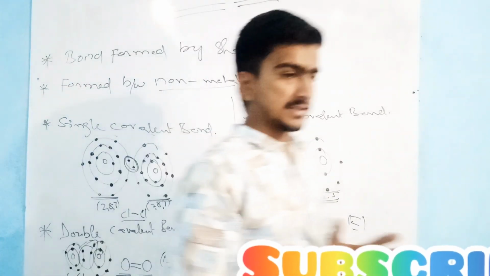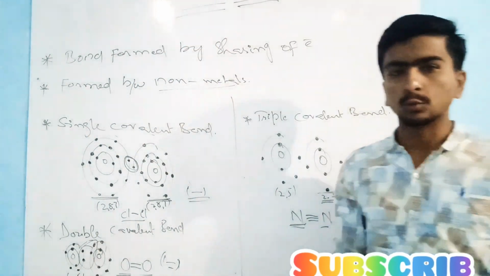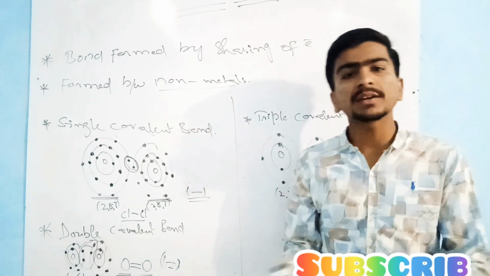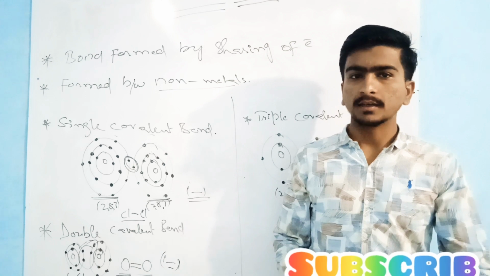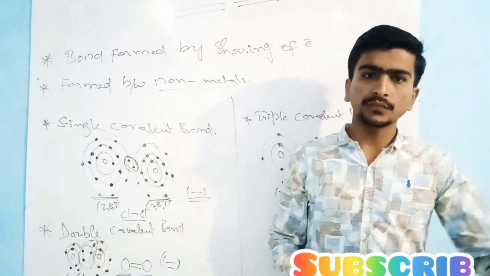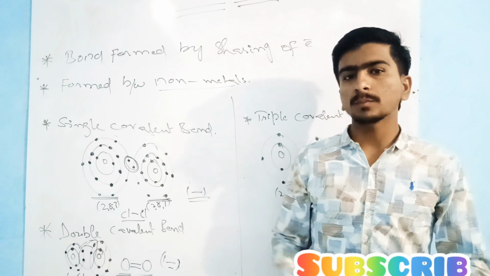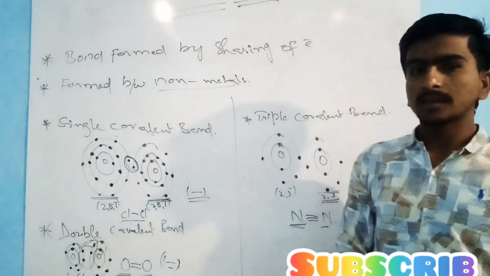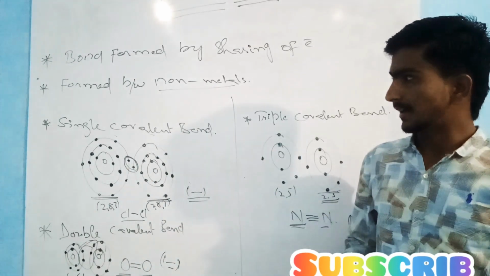So this was today's lecture. What we learned about the covalent bond. A covalent bond is a bond which is formed by equal sharing of electrons. Sharing means both will share equally. If I say transfer of electrons, it means one will give the electron. If it is sharing of electrons, both will share equally. It is found between non-metals. It is found only between non-metal elements.